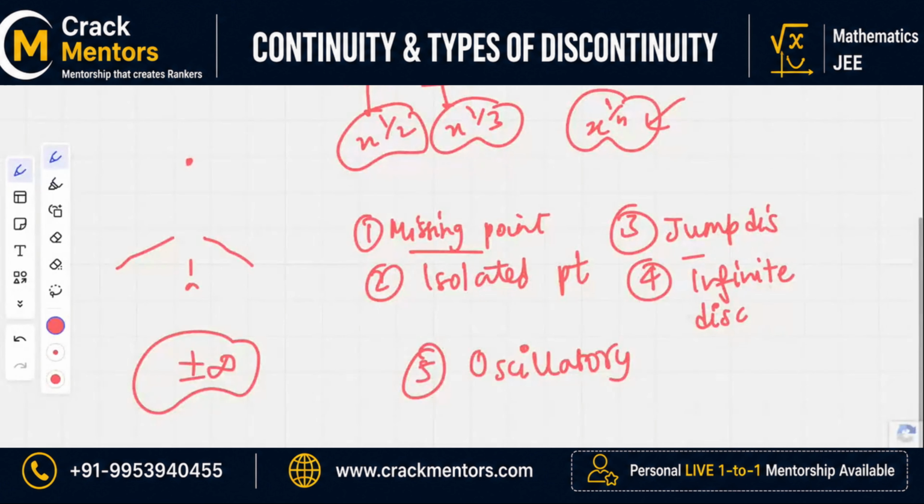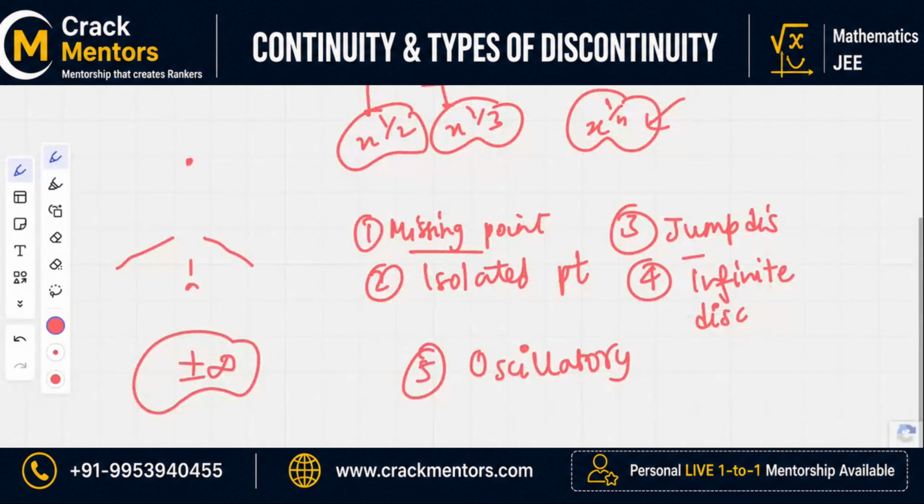Oscillatory is, for example, let's say sine 1 by x, x tends to 0 plus. So this limit is actually what? Sine of 1 by 0 plus. What is 1 by 0 plus? It is infinity. So sine of infinity. Now you know the domain of sine is what?